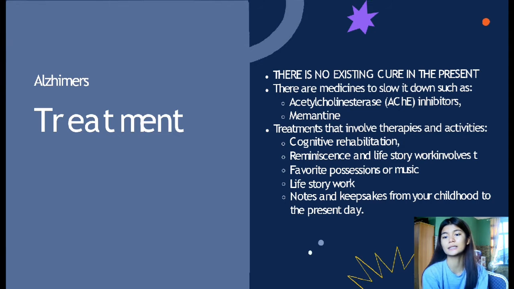In treatment, there is no existing cure at present, but there are medicines to slow it down, such as acetylcholinesterase (AChE) inhibitors and memantine, and treatments that involve therapies and activities such as cognitive rehabilitation, reminiscence, and life story work, which involves favorite possessions or music, notes, and keepsakes from your childhood to present day.